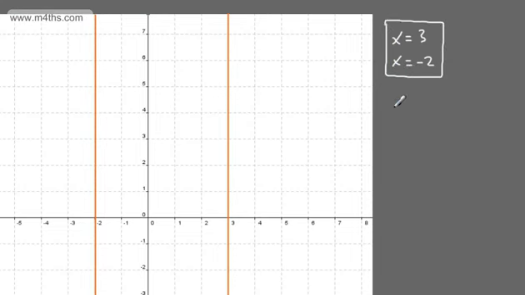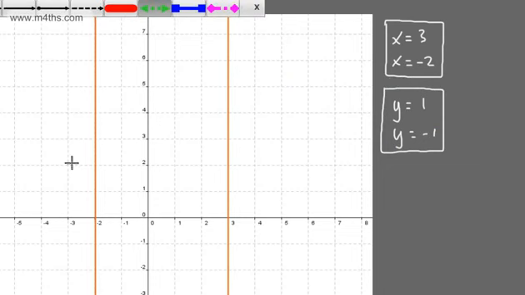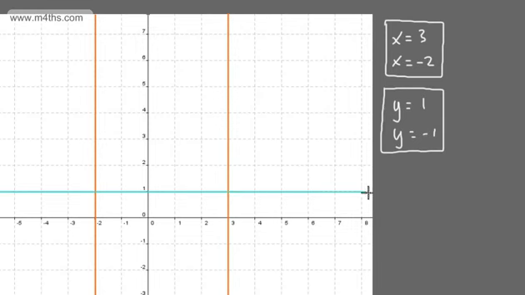If we were asked to draw horizontal lines, for example, y is going to be equal to 1 or y is going to be equal to, we'll go for minus 1. Let's draw those. So these now are horizontal lines. And that one will be just here. So y is going to be equal to 1, which is just here, and then y is going to be equal to minus 1. So nice and straightforward. These are simply horizontal and vertical lines.